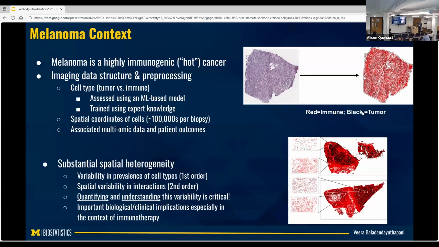When my student and I actually started looking at this data, many things stood out, but more importantly was the amount of variability in there. This is just two biopsies, looking at a very small portion of each, and you can think about two types of variability. The first order is the prevalence of the cells, because different regions have different prevalence. The second is the interactions relative to each other. So the first task was quantifying and understanding this variability, and as I said, this might have implications for immunotherapy.